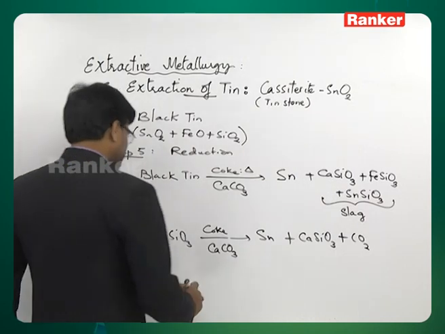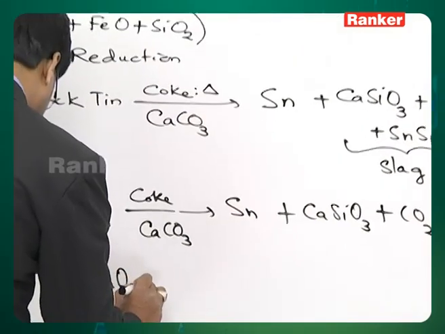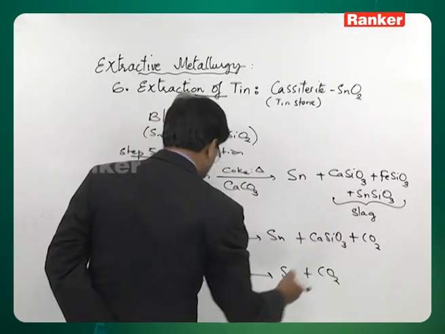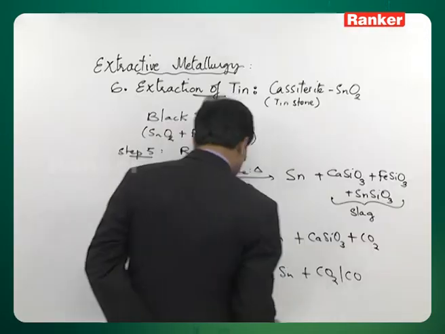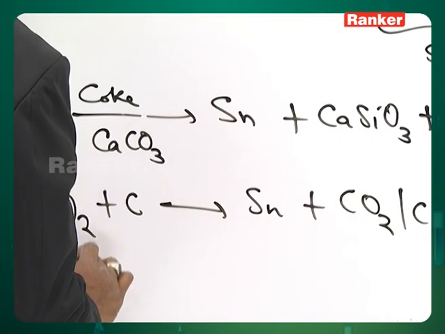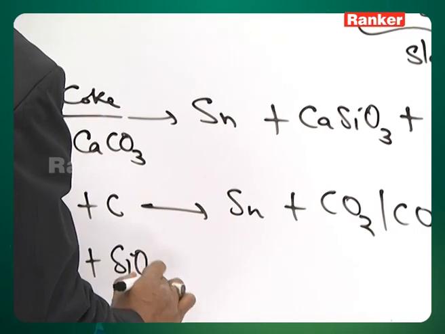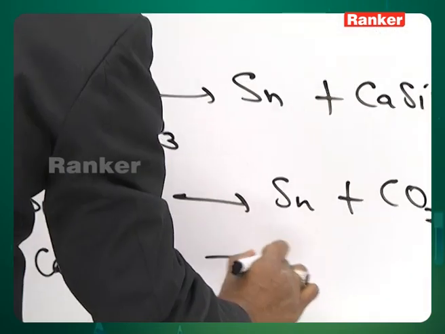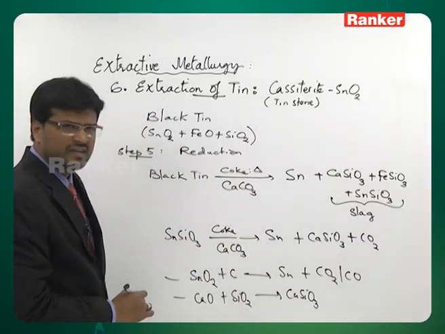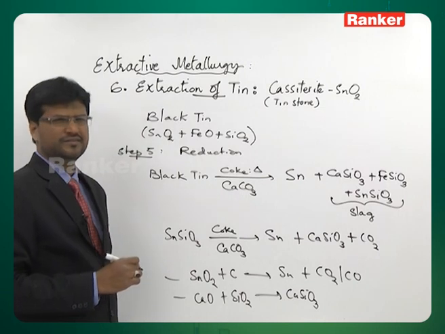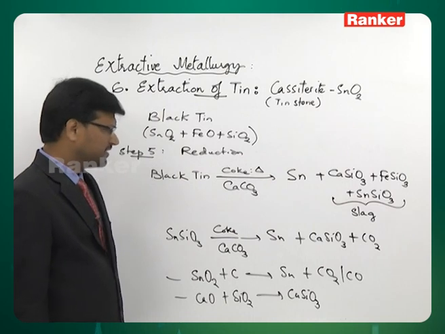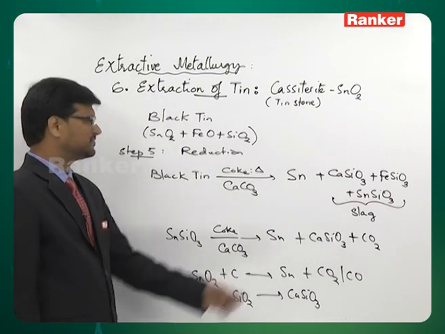Well, the reactions which take place are: SnO2 reacts with coke to give Sn plus carbon dioxide or carbon monoxide. This is one reaction. Another reaction you can expect is CaO plus SiO2, which takes place in the formation of the slag. You get CaSiO3. In a similar manner, FeO reacts with SiO2 to give ferrous silicate. That's how these substances transform themselves and you get tin.